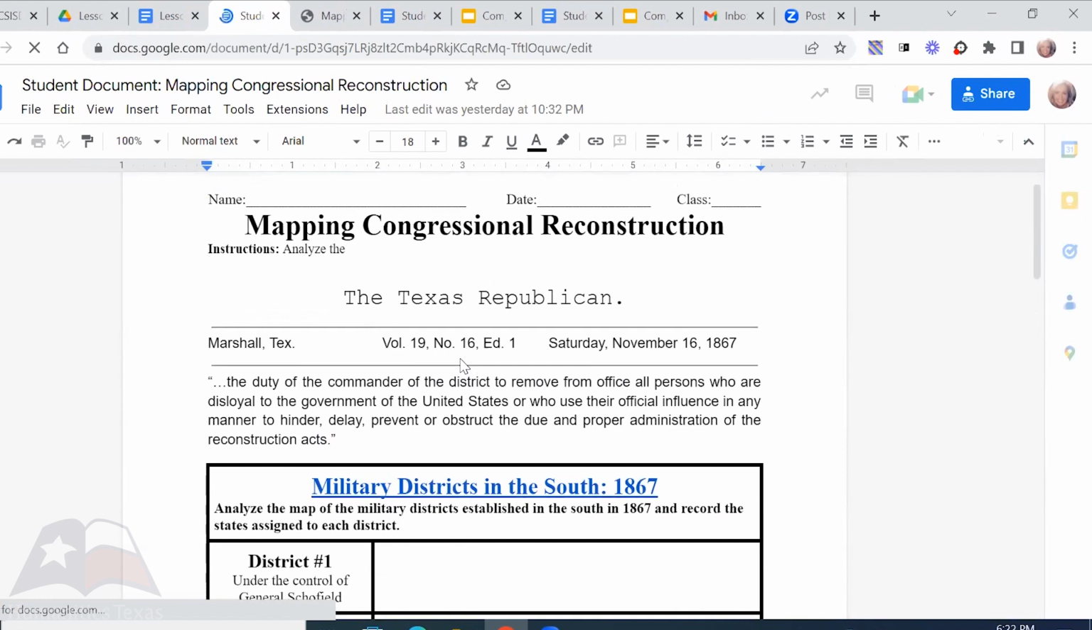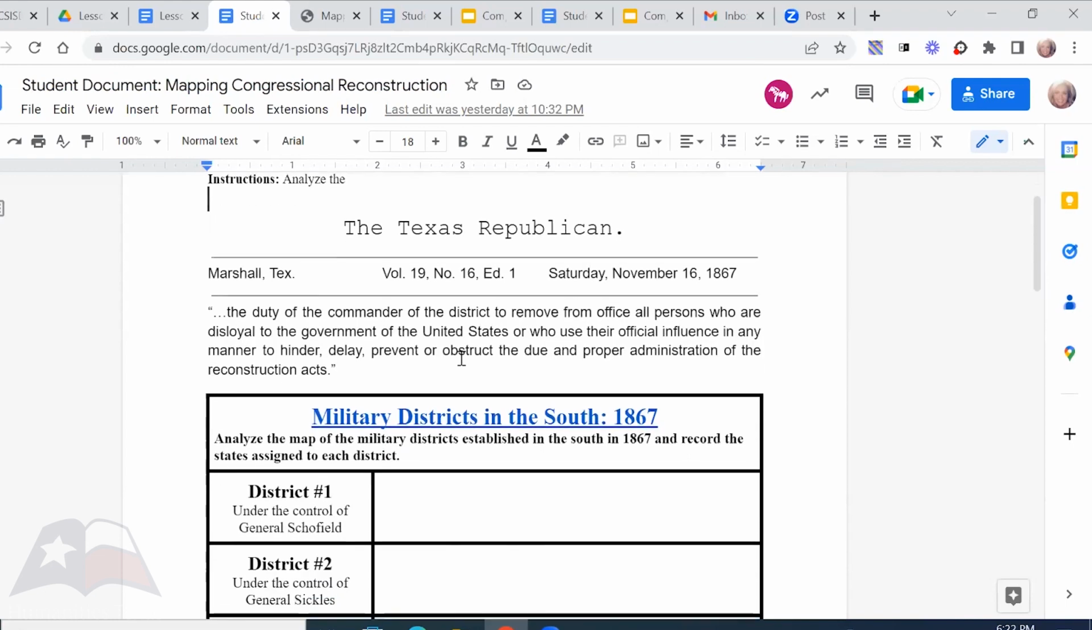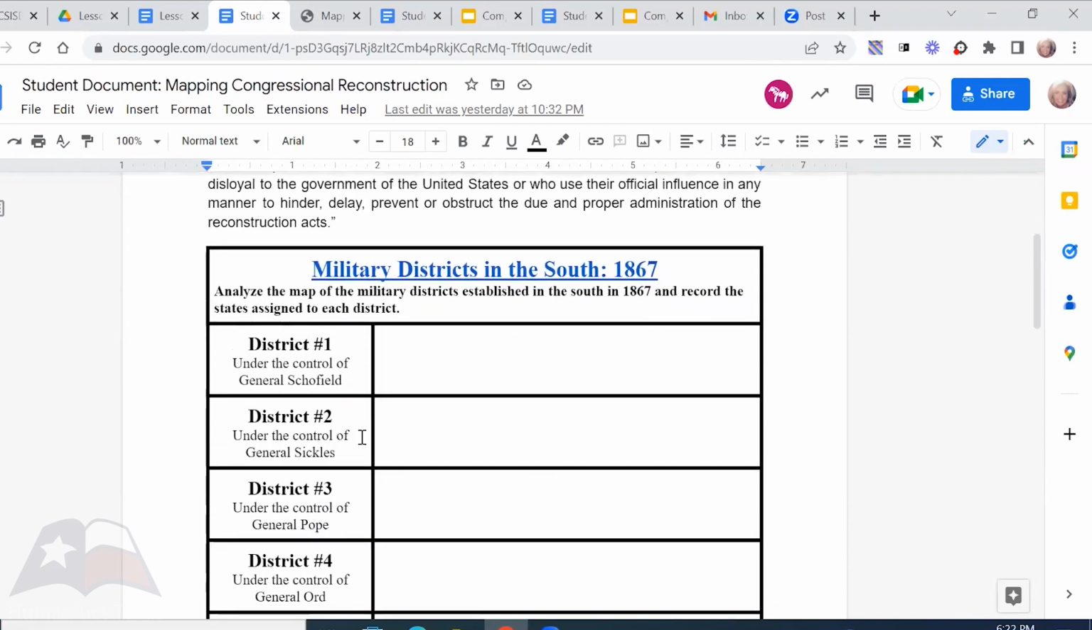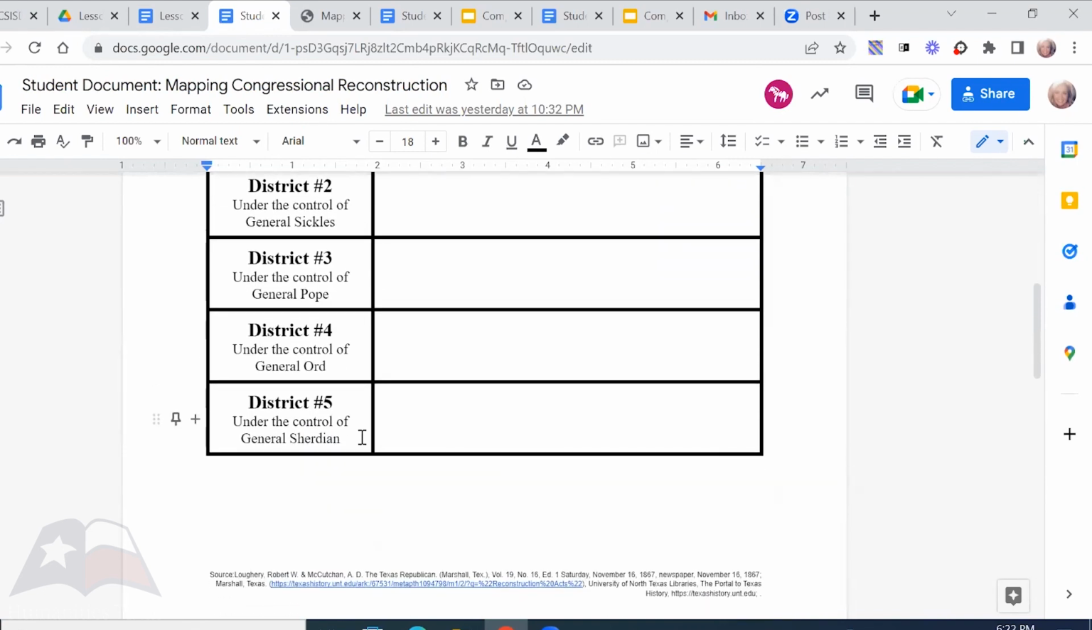The student document for the military district map has a little brief segment from the Texas Republican newspaper, just to give students an idea of what military districts were and why they were set up, specifically for Texas. So all I would ask my students to do is classify these states: who was in District 1, 2, 3, 4, and 5. And then I also added the generals that were in charge of each district.